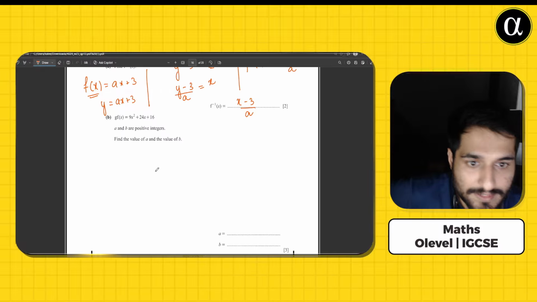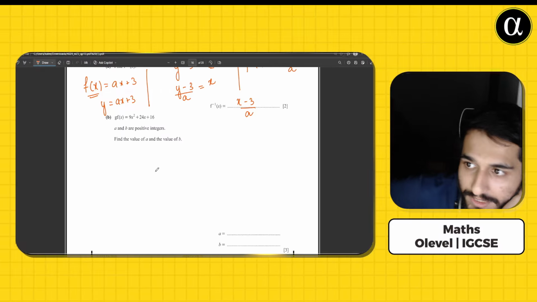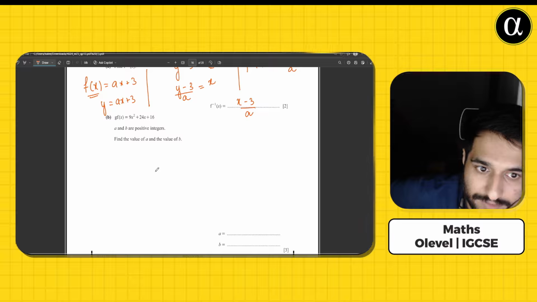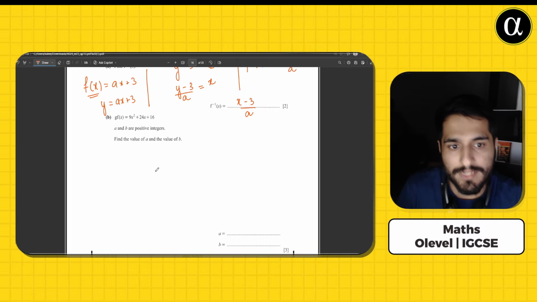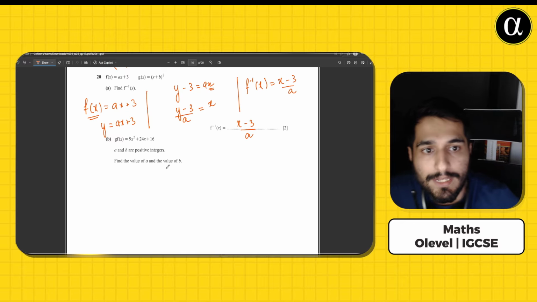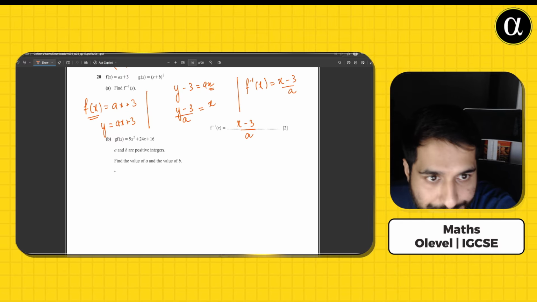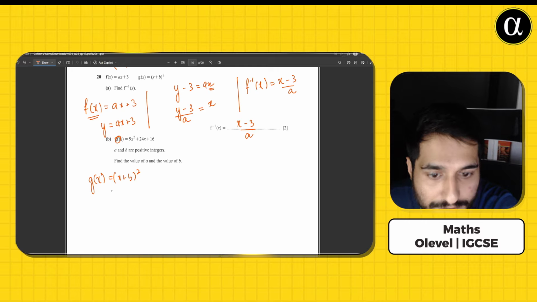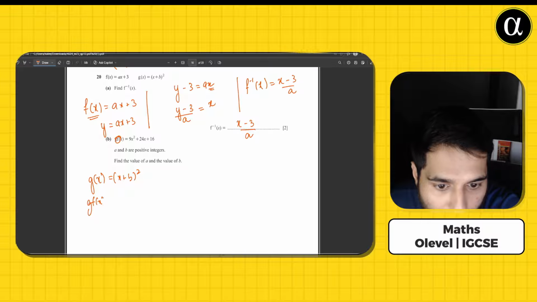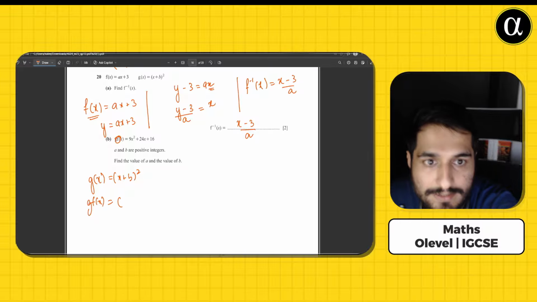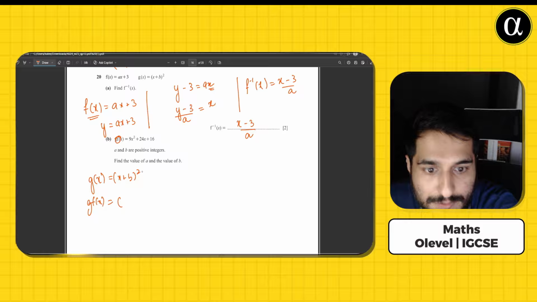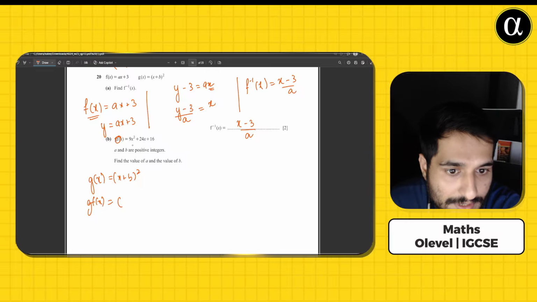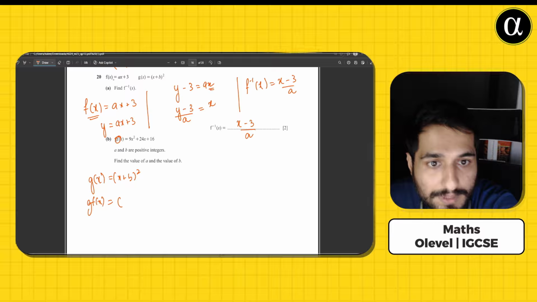The next question is of composite functions. This is a really nice question, and the question states that gf of x is equal to 9x squared plus 24x plus 16. But what is gf of x? Let's have a look. Now gf of x is basically a g function, g of x, right? G of x is x plus b whole squared, and inside of that we're supposed to have the function f. So gf of x will become what? That will become, instead of x, we are going to use ax plus 3, right?